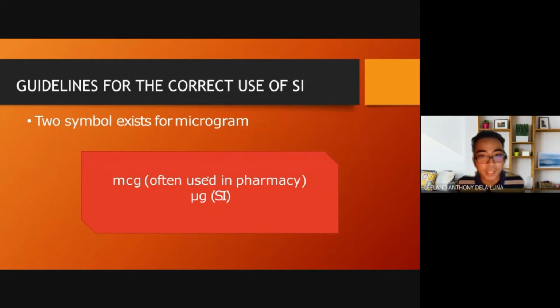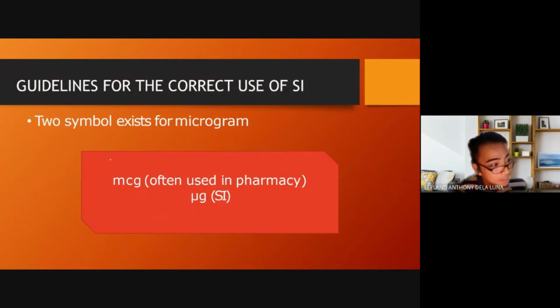Now, 2 symbols exist for microgram. Microgram, class, is something that we usually use to express units of weight. Ginagamit din naman kasi natin to as a unit for, say for example, the concentration or the amount of drug inside our blood. Normally kasi class, mababa lang yung amount na yun. Dumarating sa blood natin, enough to create a response. So class, ang microgram natin, this is a millionth of a gram.